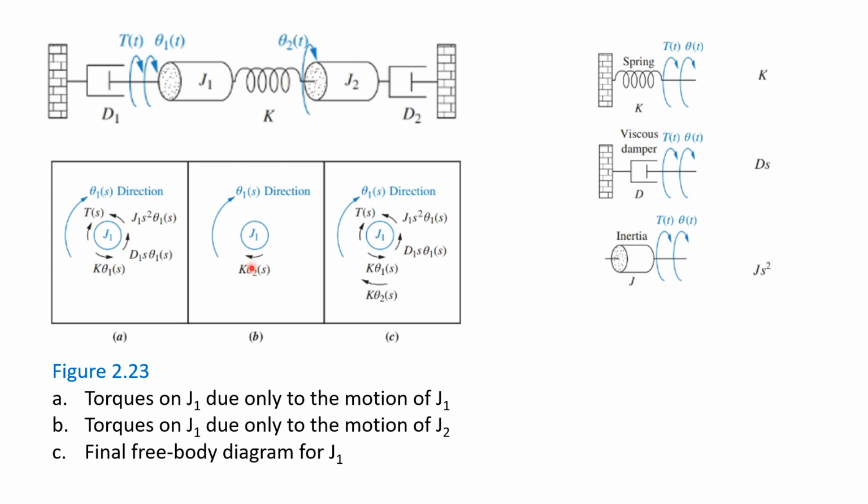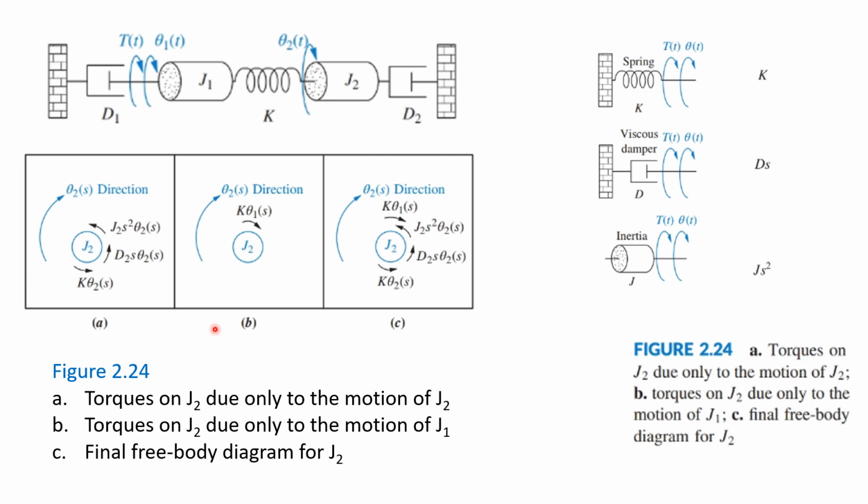Now let's look at the torques on J1 simply due to J2. In other words, if I hold J1 steady and I turn J2, this spring is going to turn, which in fact is going to turn J1. So if I turn this mass, it's going to cause this one to turn, so we'll have K times theta 2 felt on J1. You can put both of these together, and you can come up with a combined diagram in part C.